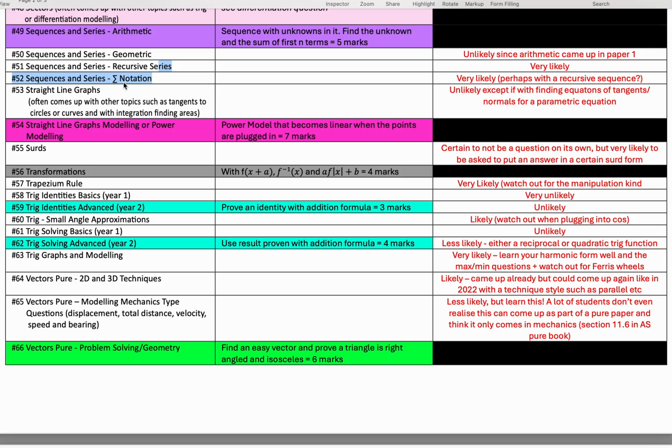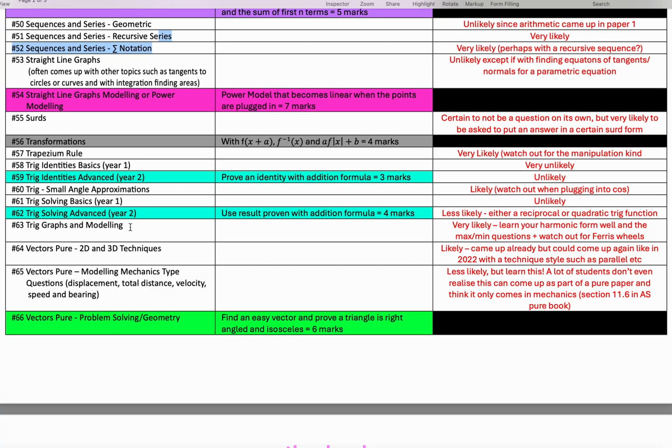Trig identities year 2 could come up again. So you saw the compound angle, but it could be with the quadratic identities, or it could be with reciprocal identities. That's a possibility. Trig doesn't always come up twice, but has been known to. And the last comment really is, or actually I missed one thing, sorry.